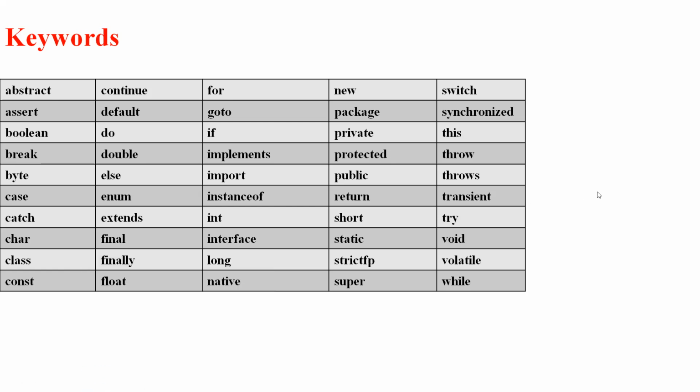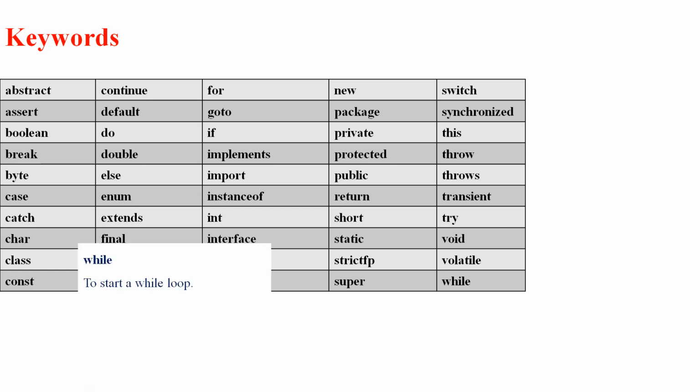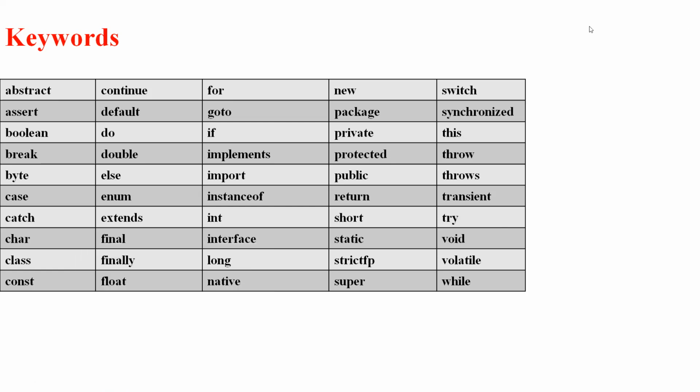So next we have while. By using this while, we start a while loop condition in order to execute different statements. So these are the different 50 keywords of the Java programming language.